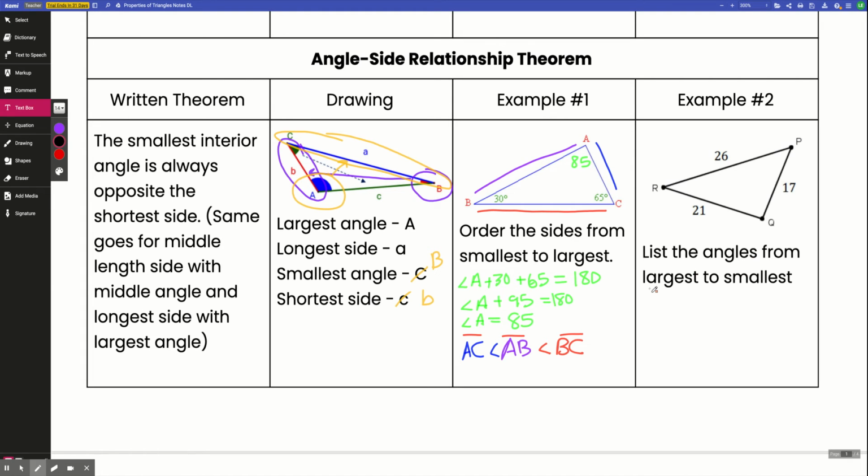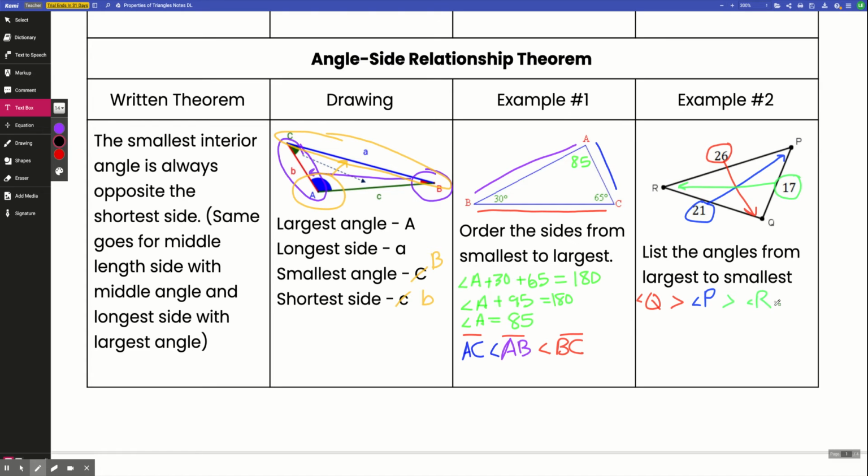So this says list the angles from largest to smallest. The largest angle is across from the longest side. 26 is the longest side, so Q has to be the biggest angle. So angle Q is greater than the middle-sized angle, which is across from the medium length side. So angle Q is greater than angle P, and then obviously the last one is across from the smallest side. So angle Q is greater than angle P, which is greater than angle R.